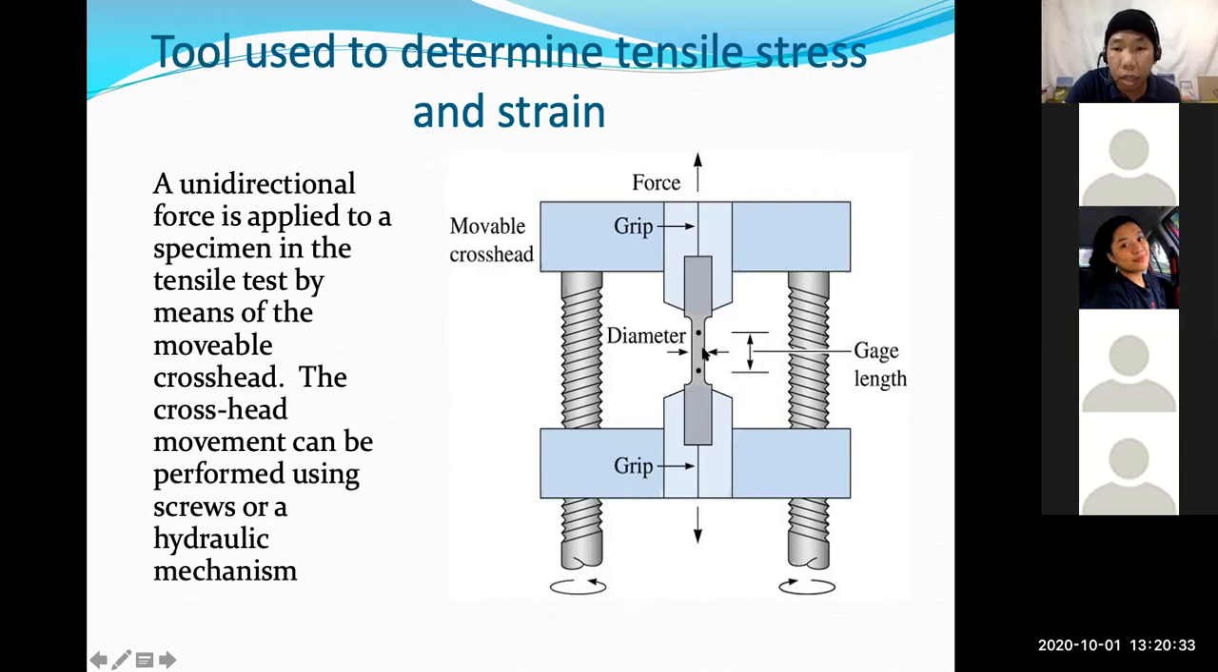So as you can see here, you have parameters that can be determined, the diameter of this material and the gauge length. And the direction of the movement of the screws, counterclockwise and clockwise direction on either side of this tool for determining the tensile stress. Okay, any questions so far?